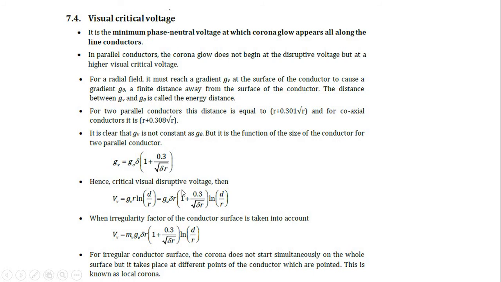Hence the critical visual disruptive voltage becomes VV is equal to GV into R into ln d by R, and put the value of GV from the above equation. So the equation becomes G0 delta R (1 plus 0.3 upon under root delta R) into ln d by R. When the irregularity factor of the conductor surface is taken into account, we write VV is equal to MV G0 delta R (1 plus 0.3 under root delta R) ln d by R.